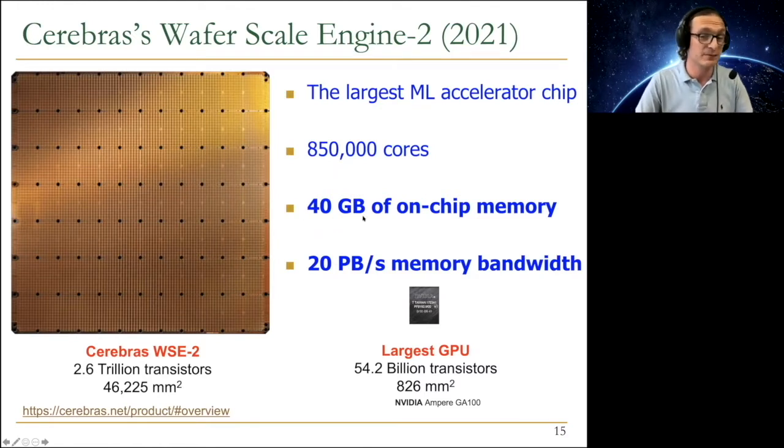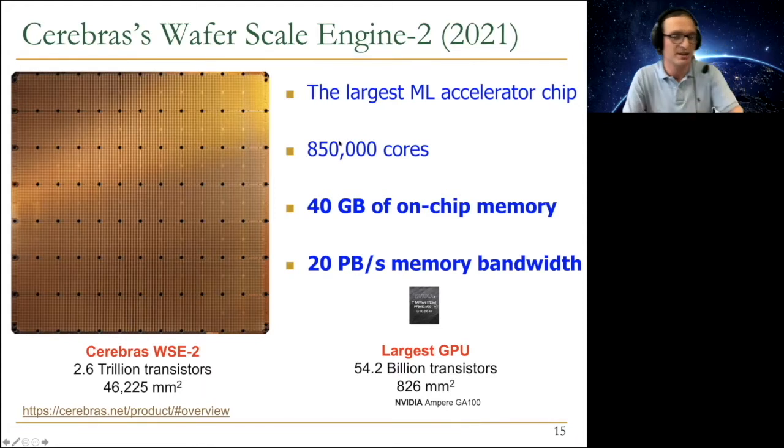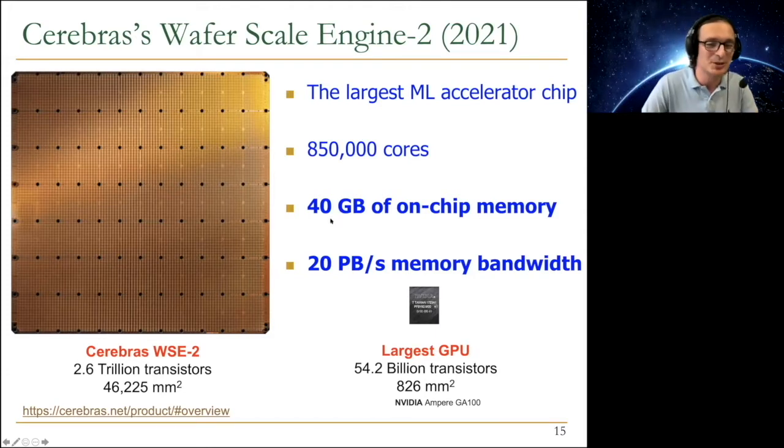As you can see, that's 40 gigabytes of on-chip memory, accessible by 850,000 cores. Of course, these are machine learning accelerators. We talked about them briefly in the GPUs lecture. These are SIMD engines internally, and they have access to 20 petabytes per second of memory bandwidth.